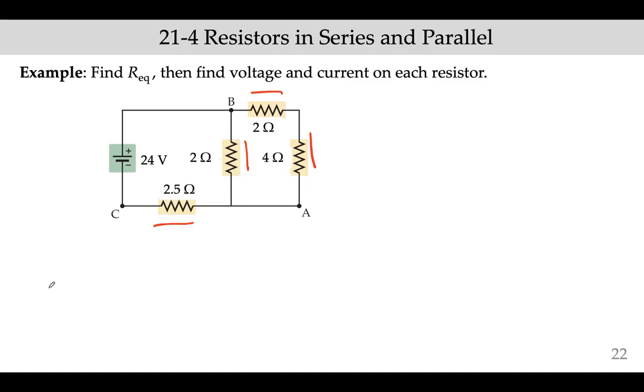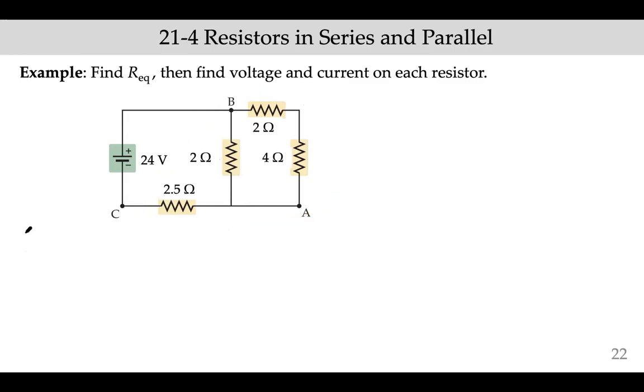How do we start? Well, this battery is 24, but we cannot really say this is 24 across this 2 ohms. The reason is there is another resistor here. So this battery 24 and this 2 ohms are not in parallel. The only thing I have to do is find the equivalent resistance first, and then use that to calculate the current here, and then go from that point.